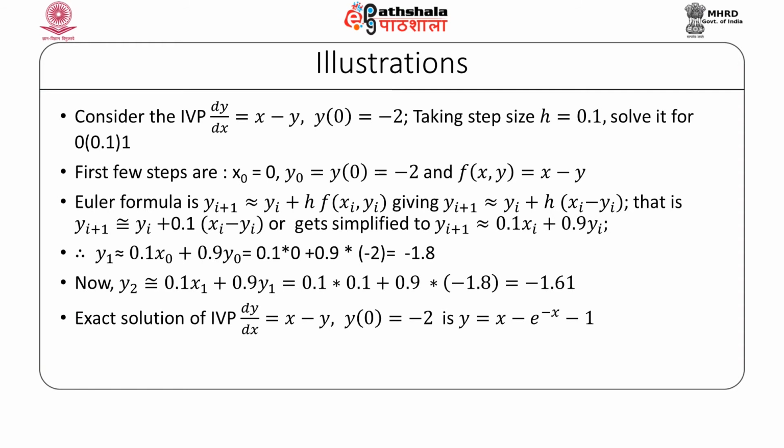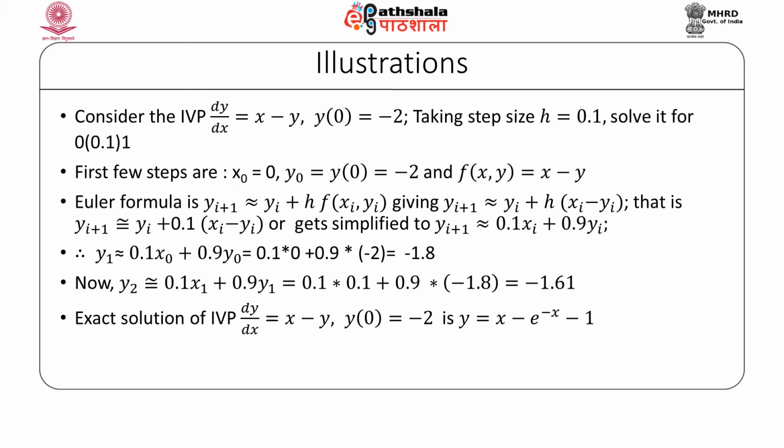Again we apply the formula to calculate y2. y2 will be y1 plus 0.1 into (x1 minus y1), so 0.1 x1 plus 0.9 y1. That gives 0.1 into 0.1, since x1 is 0.1, plus 0.9 into y1, which is estimated to be minus 1.8. Substituting, we get the answer minus 1.61.